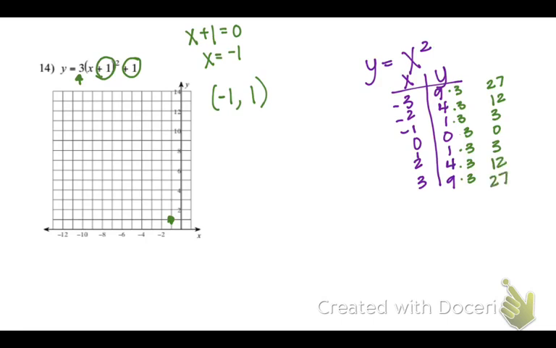So typically I would go over 1 to the left and up 1, but this time I'm going to go over 1 to the left and up 3. 1, 2, 3. Same thing here, over 1, up 1, 2, 3. Then I'm going to go over 2, up 1, 2, 3, 4, 5, 6, 7, 8, 9, 10, 11, 12. And same thing this way. So there would be my parabola for that one.